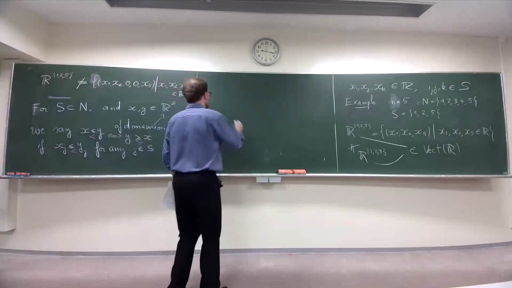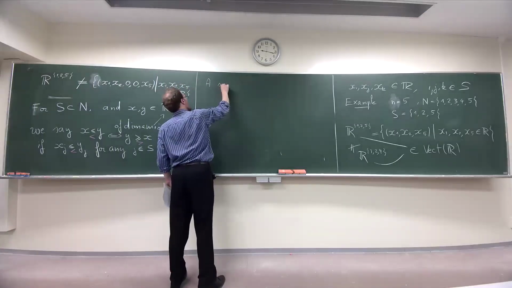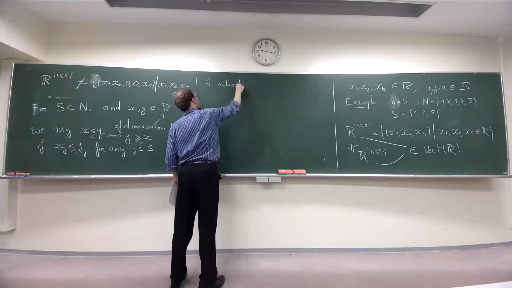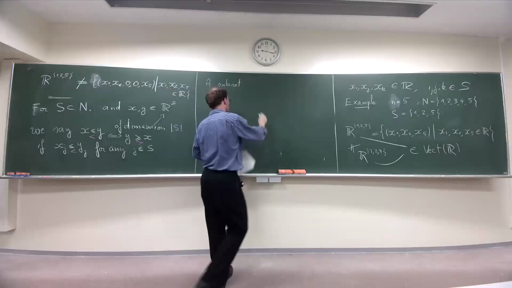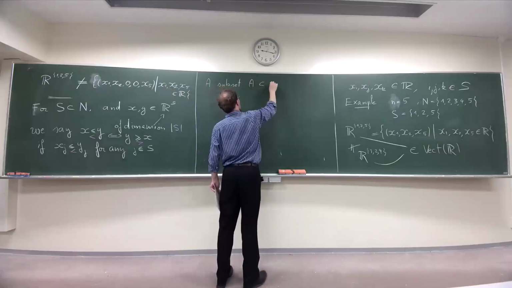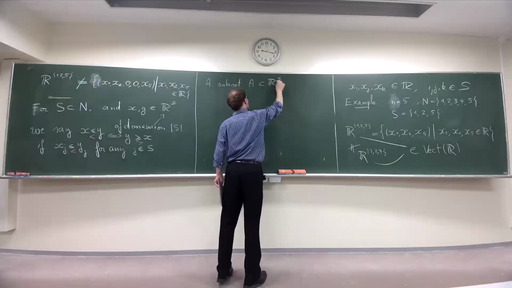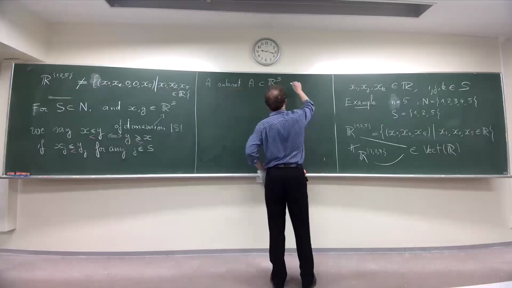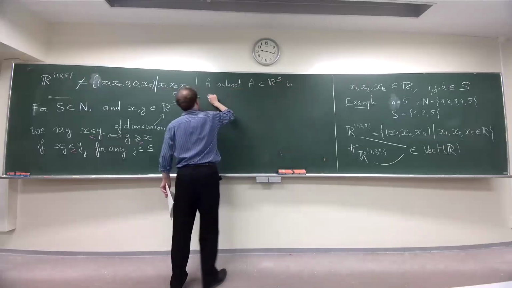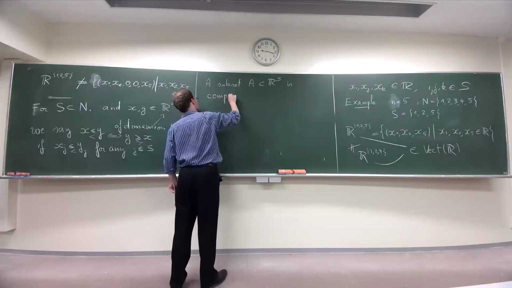And now there is a new notion, which probably you haven't seen. A subset A in this vector space, R^S, is called comprehensive.